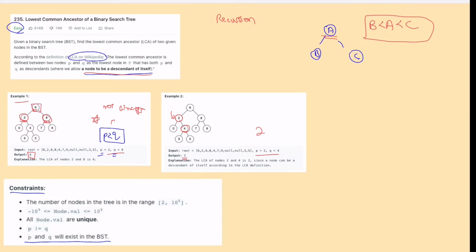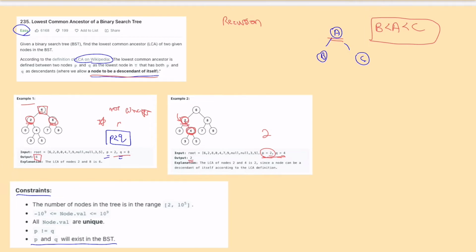But we also have to check for the condition where the lowest common ancestor is equal to the value itself, like in example 2. So when it's 2 and this is 4, if we are given 2 and 4, then we can just straight away return 2 as well. So basically the idea will be relatively simple.